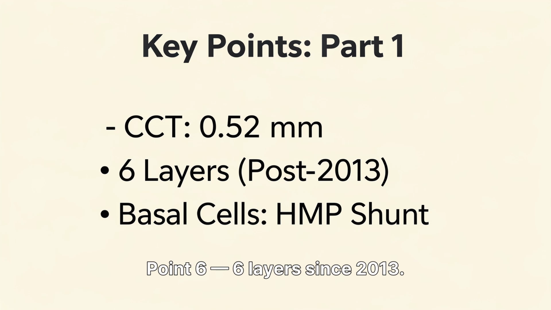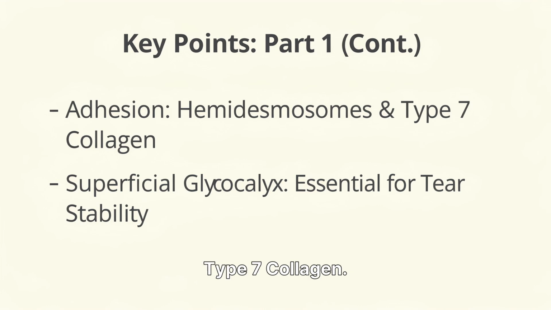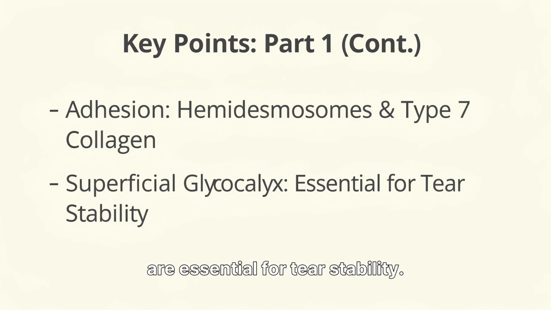Point 6. 6 layers since 2013. Point 7. Basal cells use pentose phosphate pathway. Point 9. Adhesion via hemidesmosomes and type 7 collagen. Point 11. Superficial microvilli with glycocalyx are essential for tear stability.